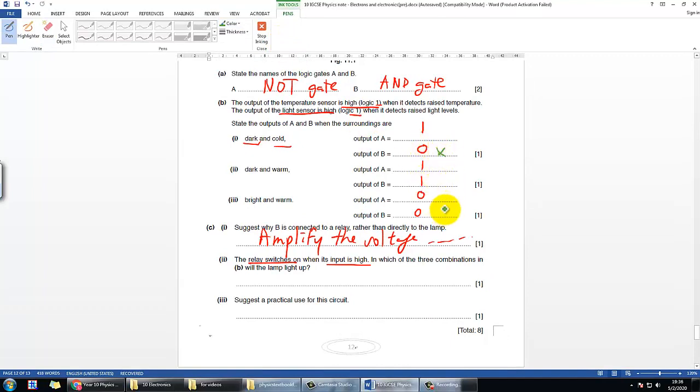So this is not going to work. This is not going to work. Only when it is dark and warm. Okay, so you can copy here.